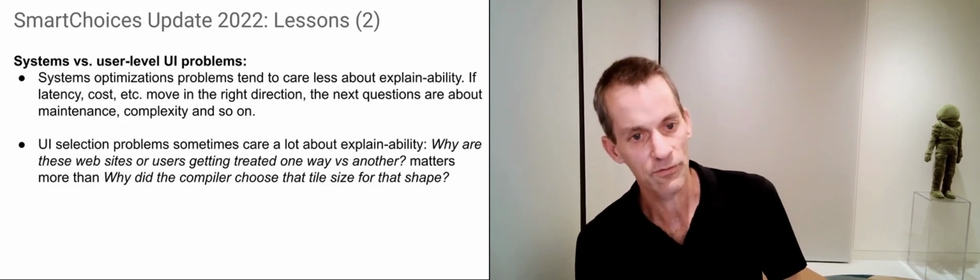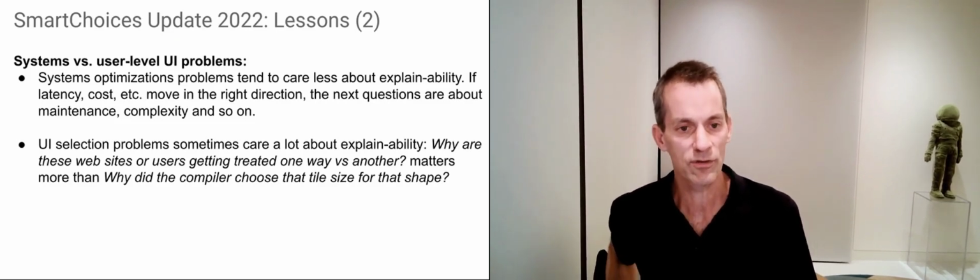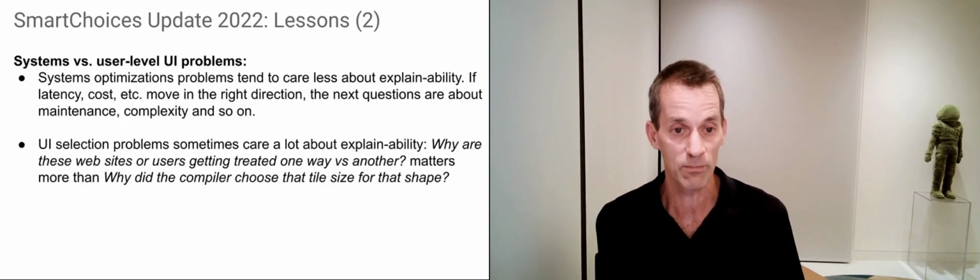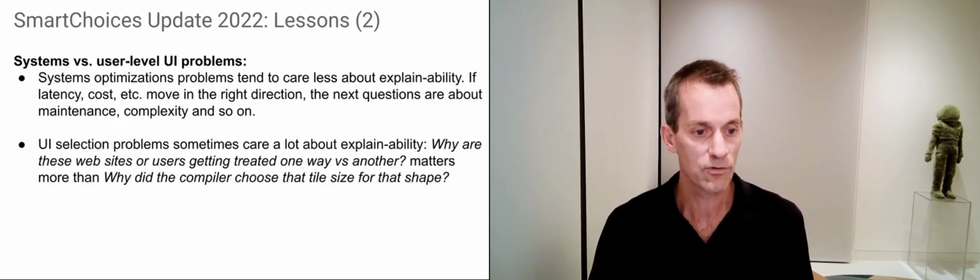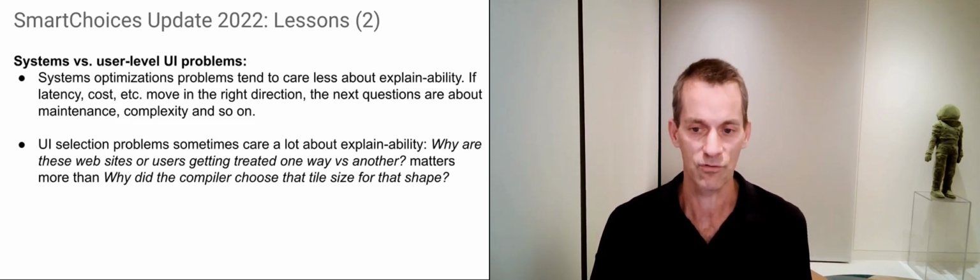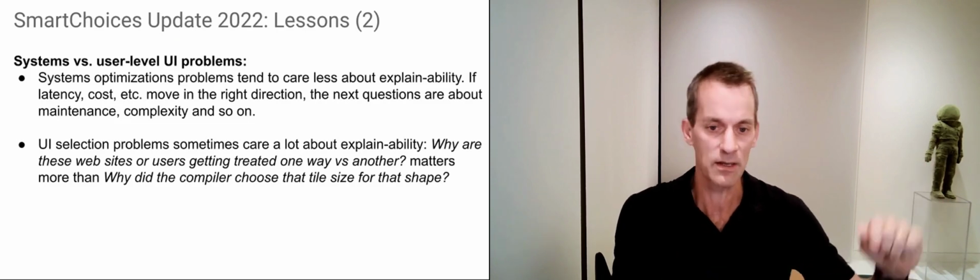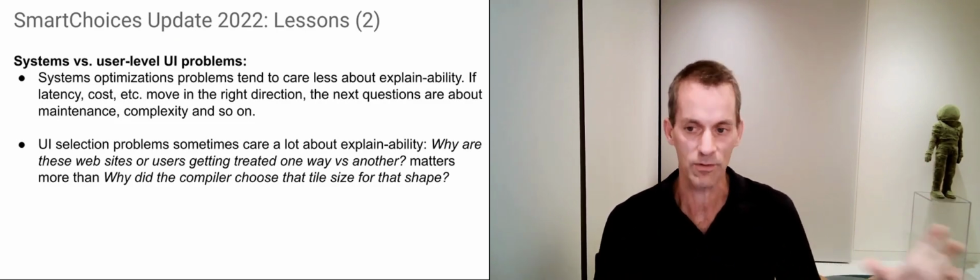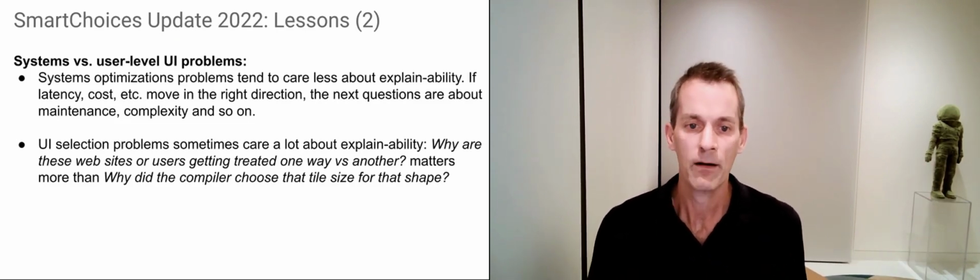Another couple of lessons is, smart choices can be used for lots of different things. One is making choices in computer systems. The other is in making UI decisions, like how big should this font be, or should we show this tip to the user or this other tip, and so on.